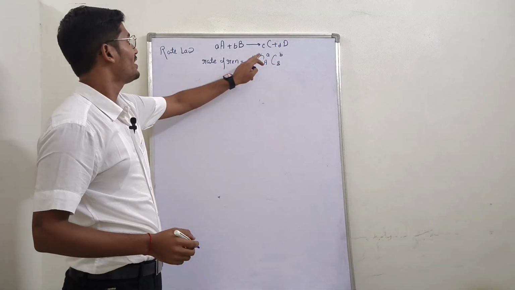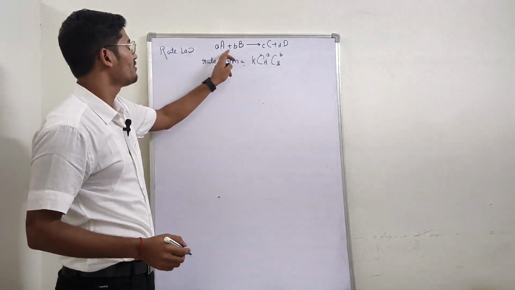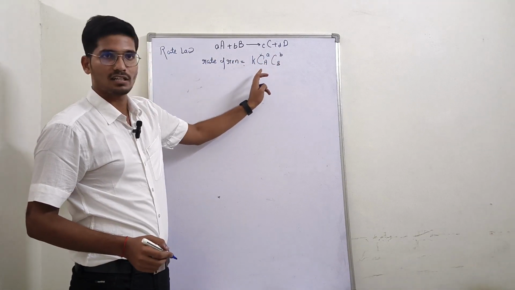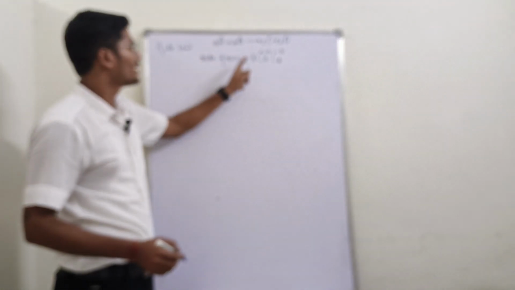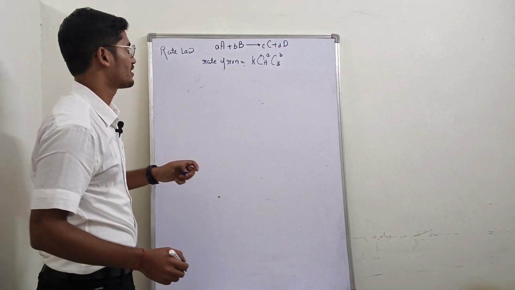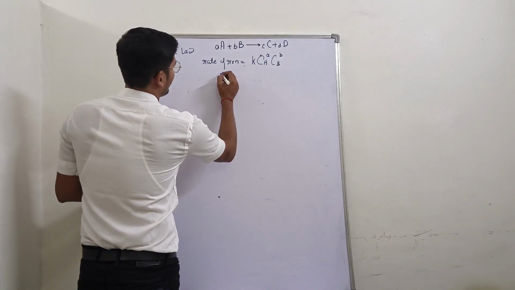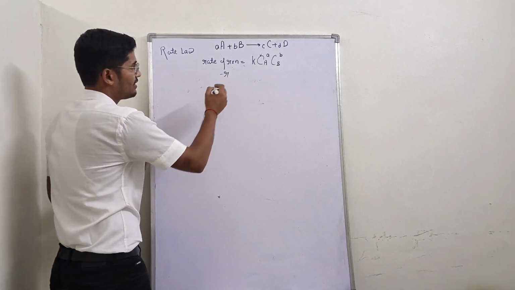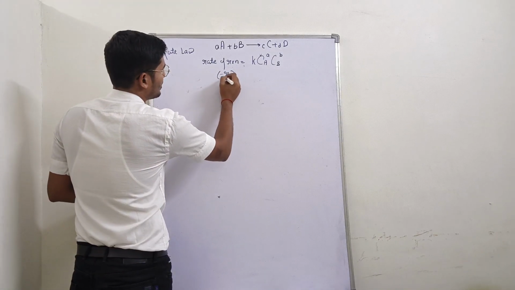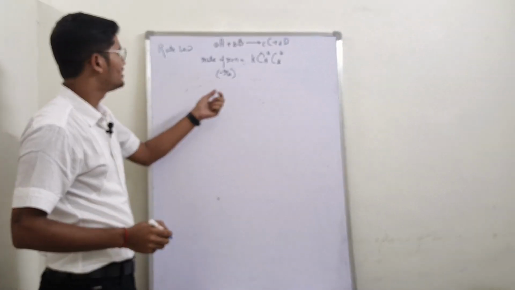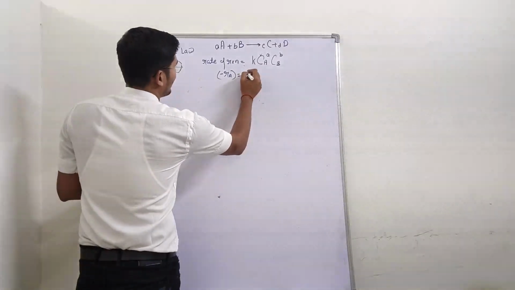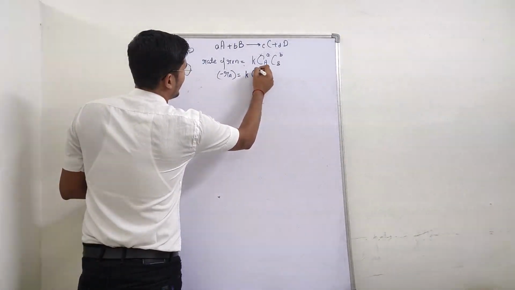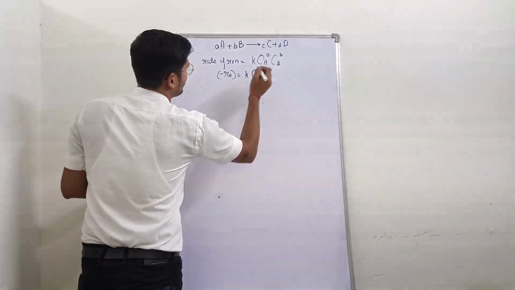It is not mandatory that every time the stoichiometric coefficient will be the power of the concentration. No, only for an elementary reaction does the stoichiometric coefficient of the reactant become the power of the concentration. If we write the rate of reaction in terms of A, it's written as minus rA, because this is not a minus sign. It's just a signal of disappearance, that A is disappearing in this process. So minus rA is equal to k [A] to the power a and [B] to the power b.